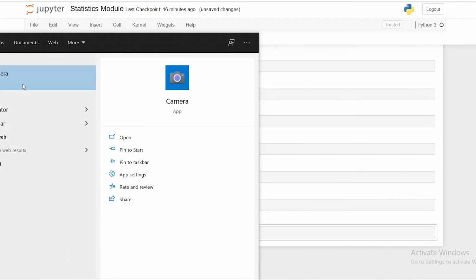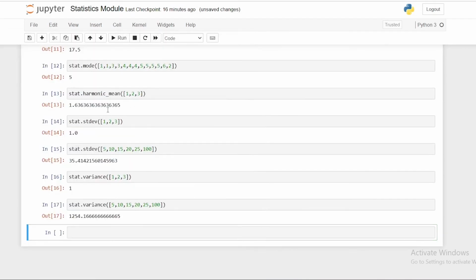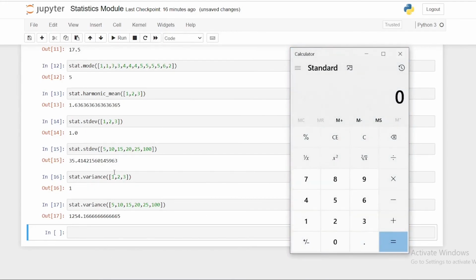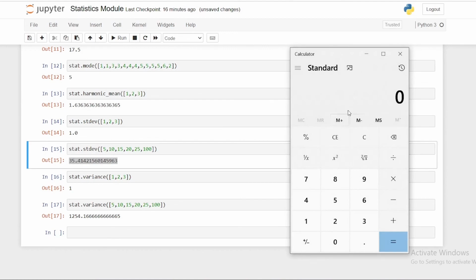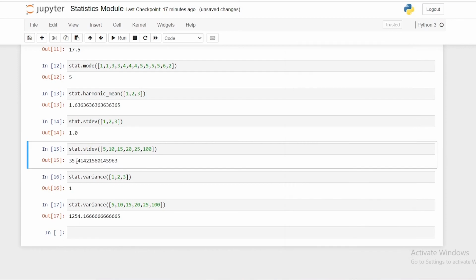So when we take out the calculator, we'll just copy this, paste it here and square it. Here you can see that the variance for this set of readings is 1254.166. So it's nothing but the square of this 35.414. So this is all about the statistics module.